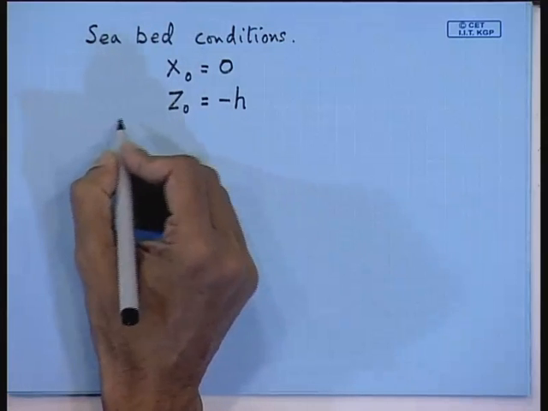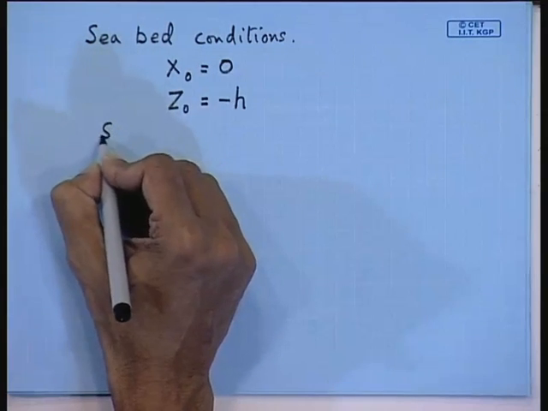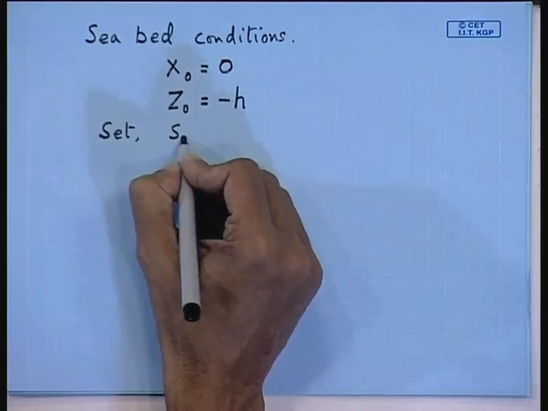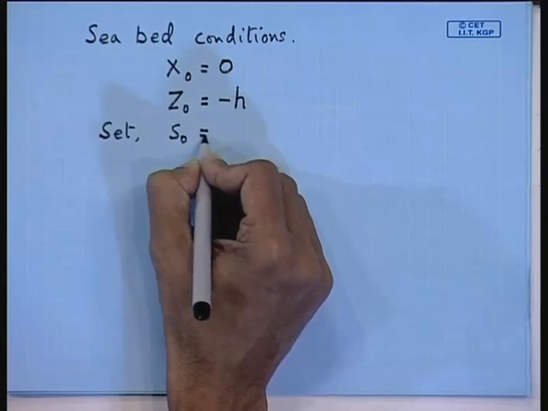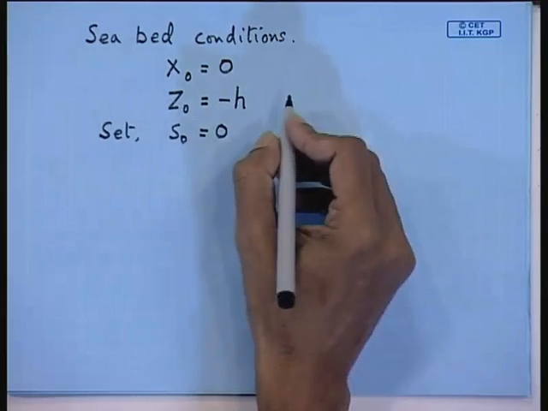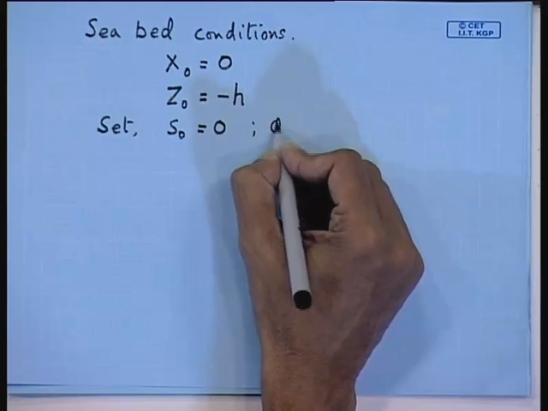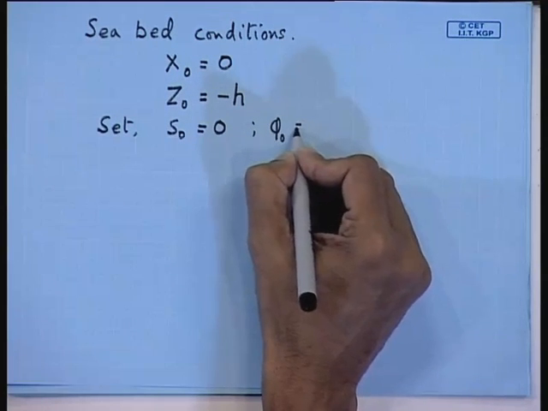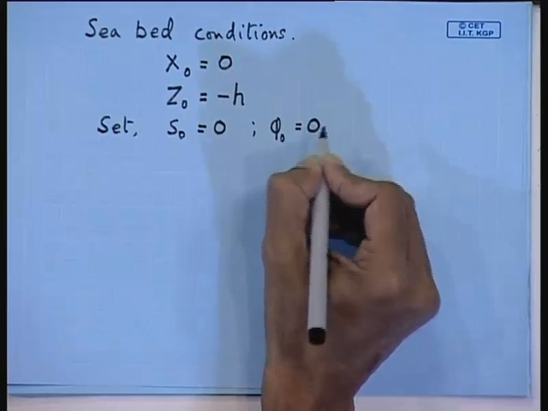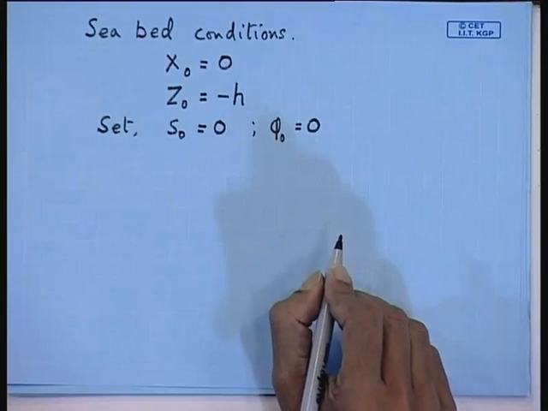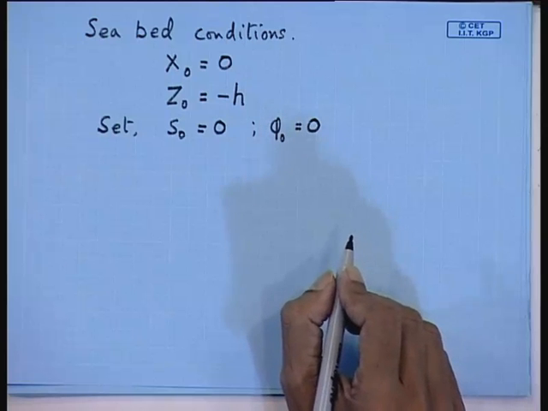And you set S naught, this you start at 0. In order to simplify the problem, we are making all these assumptions. Phi naught will be equal to, for chain lying horizontal on the seabed, say phi naught equal to 0. Now you write down the expression for S minus S naught.